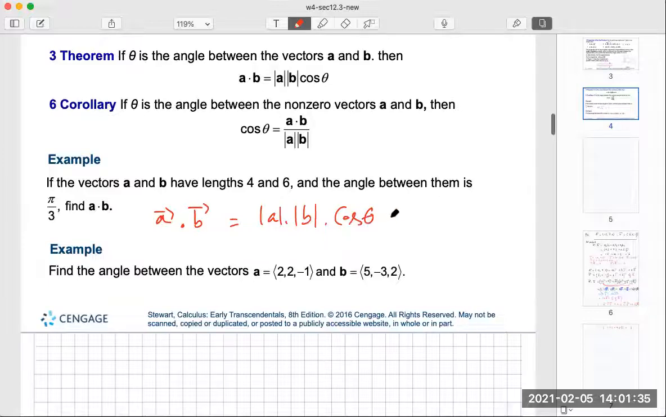Yes, thank you. Which will be cosine of pi over 3. Very good. And cosine of pi over 3 will be, yes, 1/2. It would be 12, right? Very good.